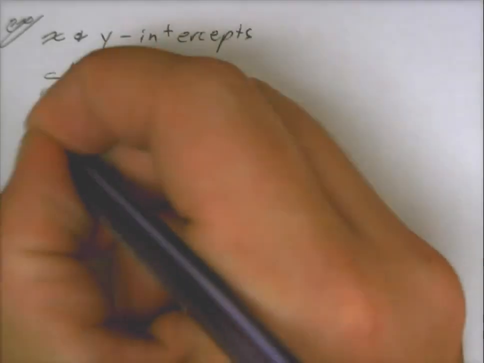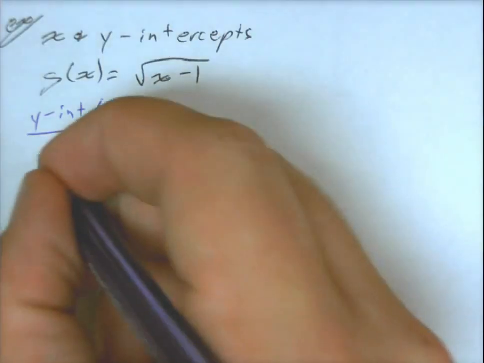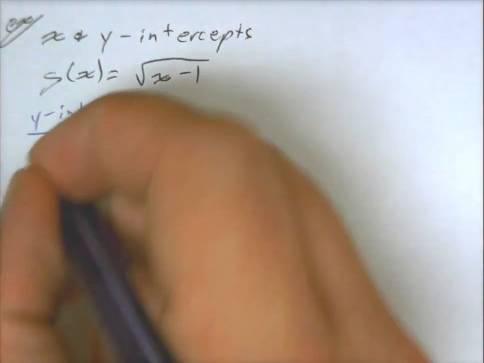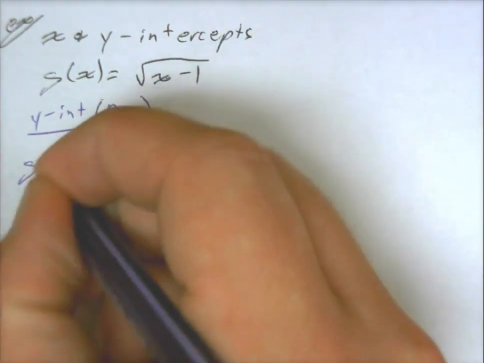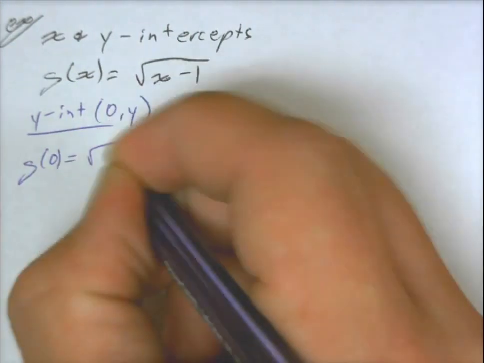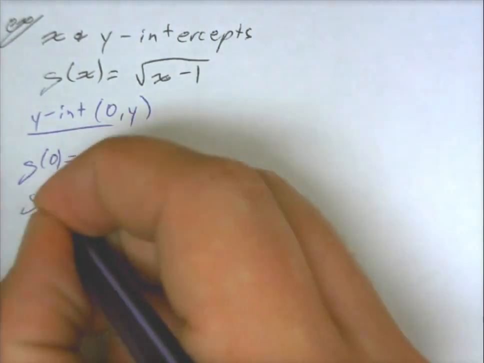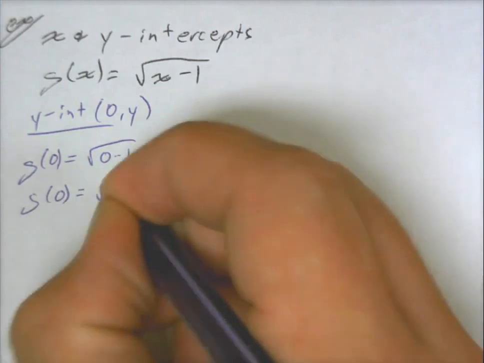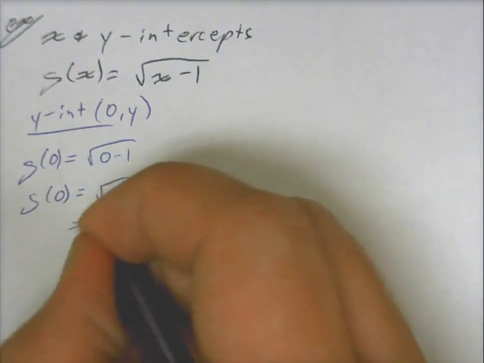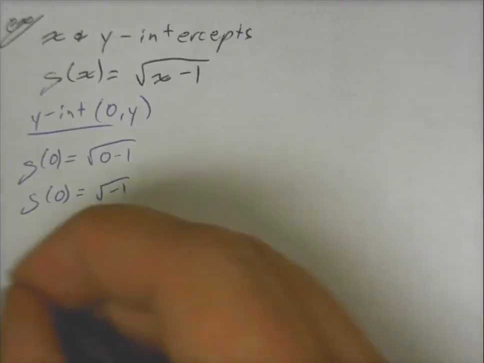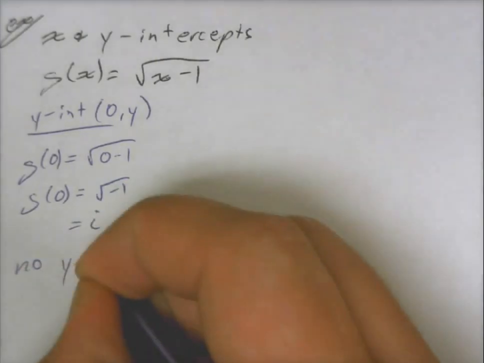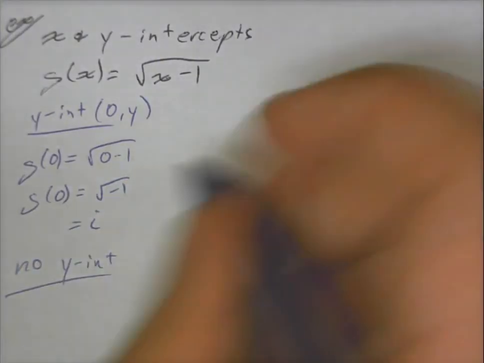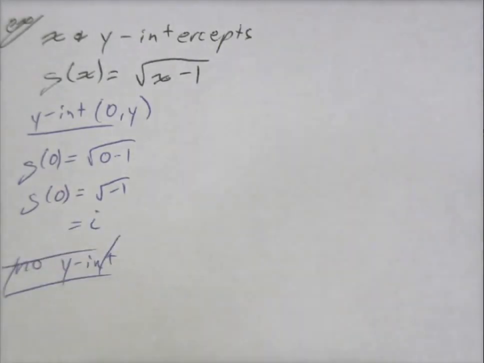Again, for your y-intercept, same sort of deal. Plug in a 0 for the x and whatever the y comes out to be. So we have g of 0 equals the square root of 0 minus 1. So g of 0 is the square root of negative 1, which is actually just imaginary. So we will say no y-intercepts. Box it, circle it, whatever you want to do it.